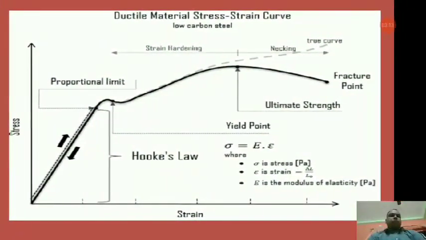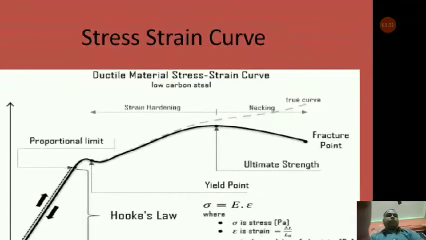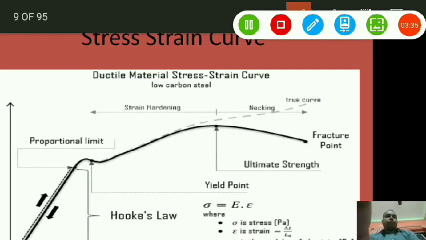You guys already know this stress strain curve. Now, this is for ductile materials, as you can see over here, especially for low carbon steel. For brittle material, you already know that the curve is somewhat different. I can show you. The curve goes somewhat like this. It is much stiffer than the ductile material. So this is the stress strain curve for brittle material.